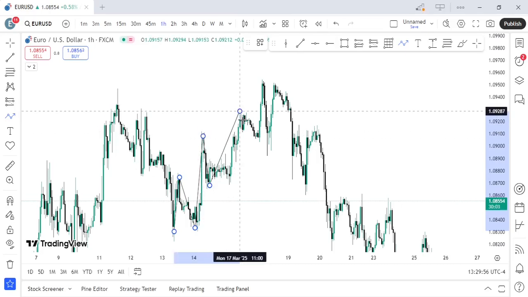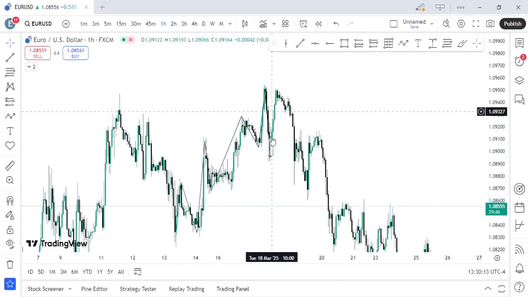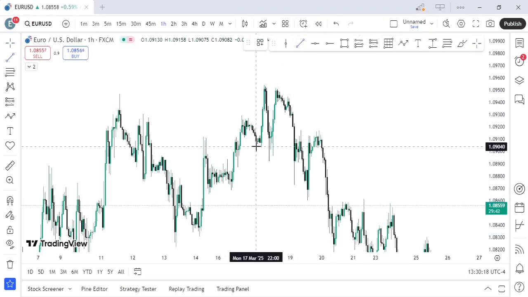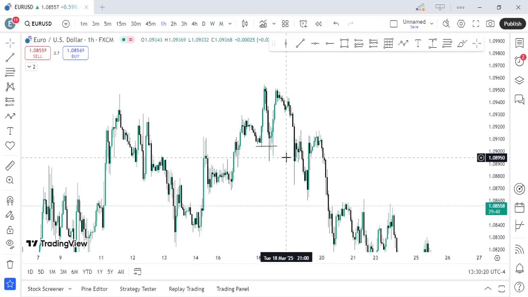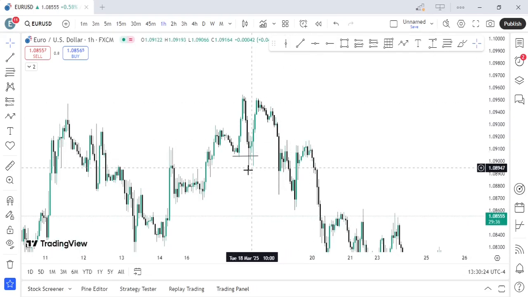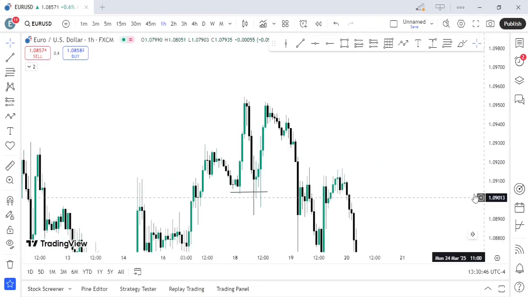So price went all the way up, came down, went up, and there's a change in character. So as you can see, this right here is a change in character. So this signifies that price will start to go bearish. As you can see, price came all the way down, retraced back all the way up just to retest an order block. So basically, let's say you want to get into a trade.